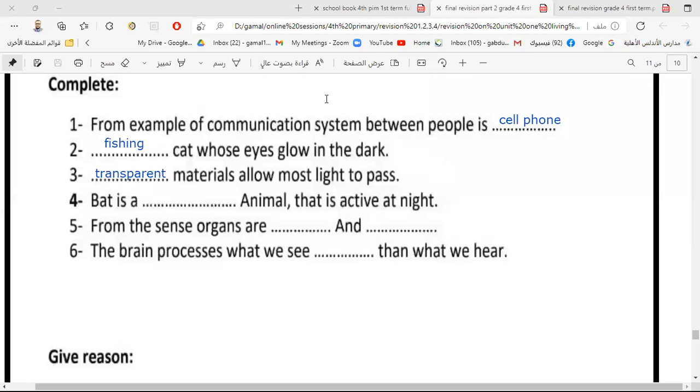Now we go to another hero. Yasin, are you ready, Yasin? Yes, miss. Let's go, my son.